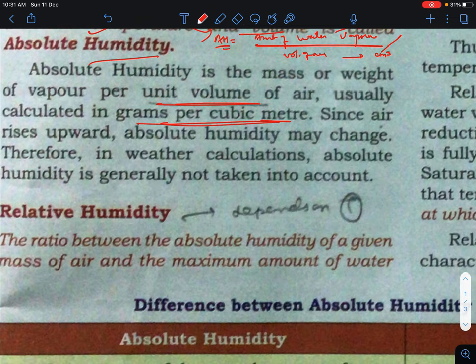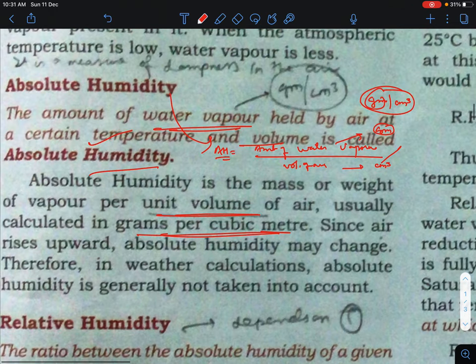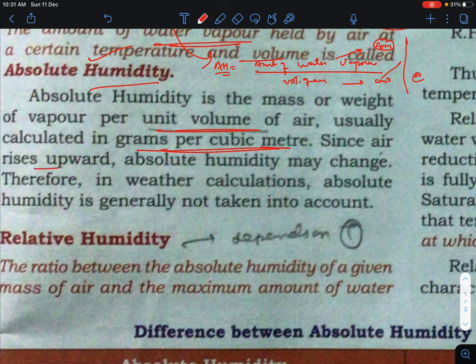Now, since the air rises up, absolute humidity may change, because it is taken at a constant temperature. At a constant temperature the volume of air is fixed. Now, if the air rises up, the volume of air is going to increase, or change. Then it will affect the absolute humidity.